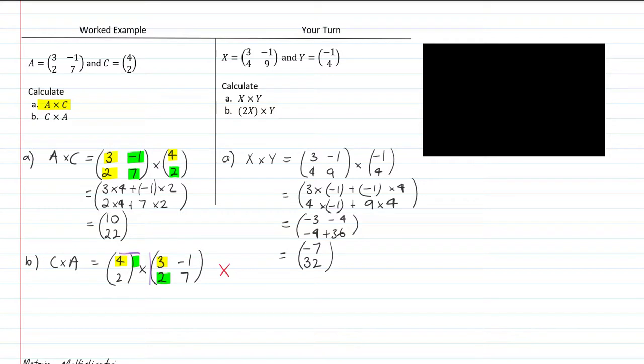So hopefully you got negative 732, but if not, just check what you're doing there, and you could always email me a photo of the work you did and I can help you identify where your problem might have been if you did have a problem.